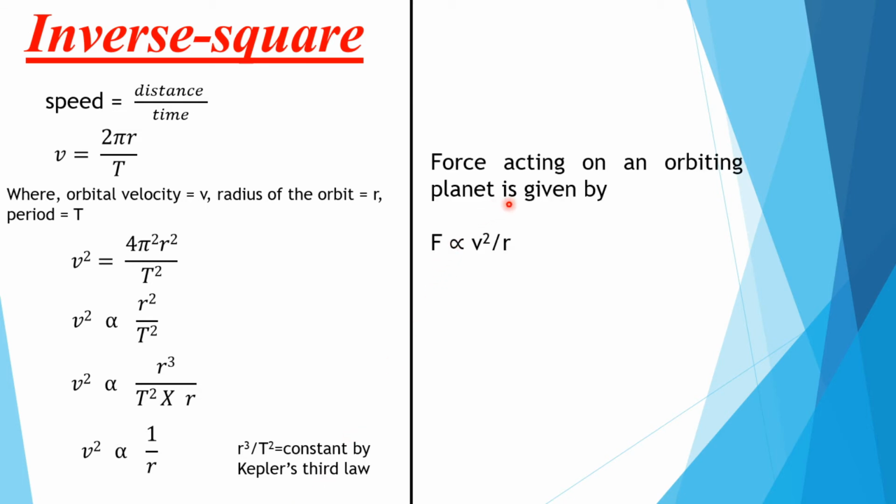Now the force acting on an orbiting planet is given by F is directly proportional to v square upon r. So we can place v square as 1 upon r, and the force will be proportional to 1 upon r square. Instead of v square we put 1 upon r, and so force will be proportional to 1 upon r square.